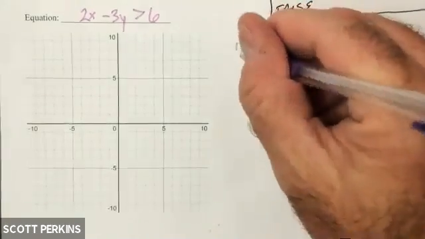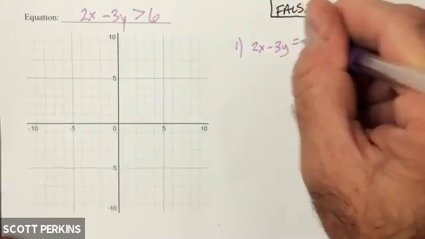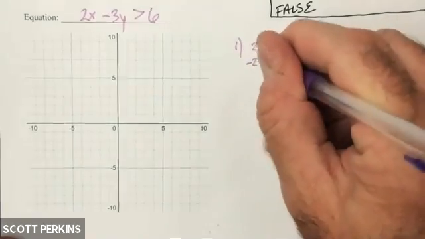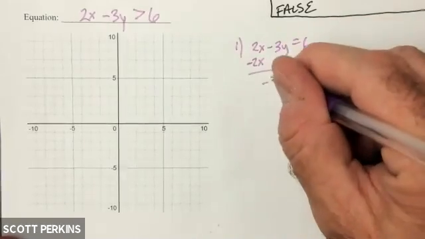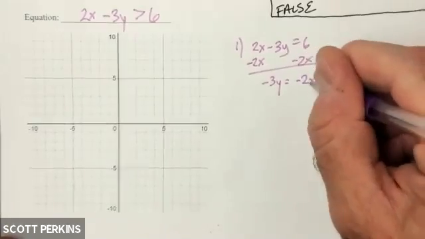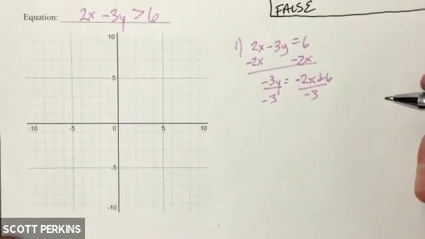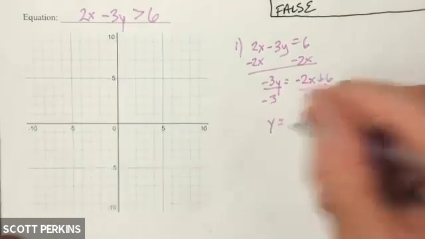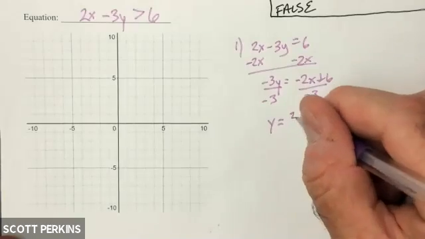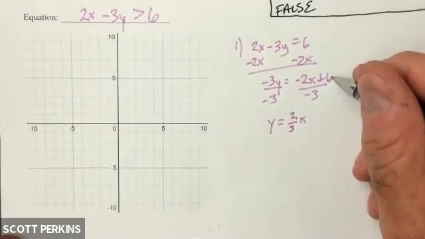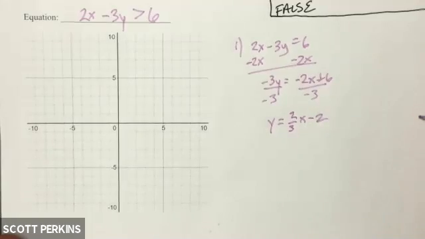So the first thing, step 1, is I'm going to graph the boundary equation. So 2x minus 3y equals 6. I'm going to solve that for y by first subtracting 2x. And I get -3y is -2x plus 6. Divide by -3 on both sides. And I get y equals -2 divided by -3, a negative divided by a negative is a positive 2/3 x. 6 divided by -3, a positive divided by a negative, is -2.